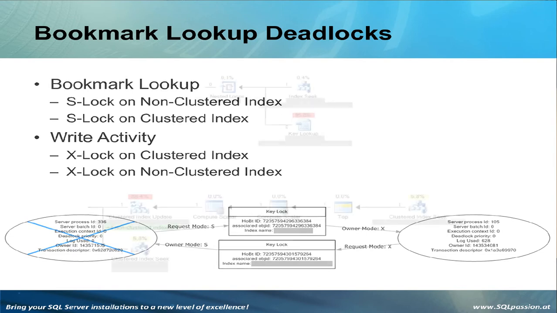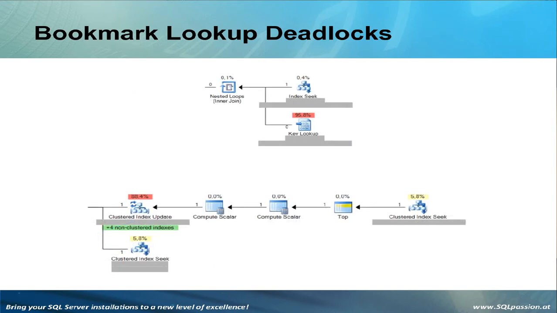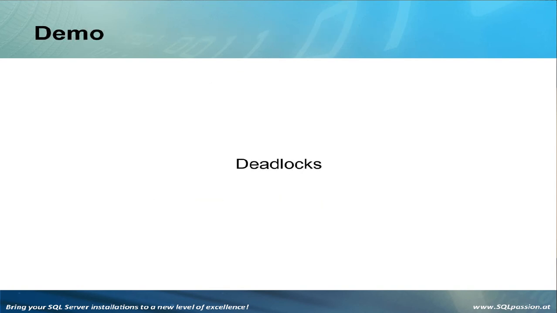Deadlock. So you have a bookmark lookup plan and you have a write activity, for example, which changes the clustering key value. When you're changing the clustering key value, you have to change your clustered index. And in addition, you also have to change your non-clustered index, because the non-clustered index has the clustering key value, at least in the leaf level, as a logical pointer. So both execution plans are just deadlocking against each other. Very simple to reproduce.